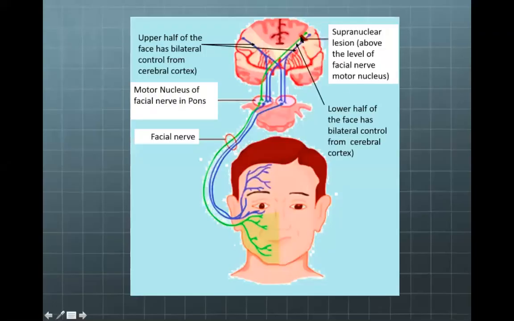So the upper part of the face is usually supplied by both sides, while the lower face is only supplied from one side. So an upper motor neuron lesion will spare the upper part, while a lower motor neuron lesion will cause paresis in both upper and lower muscles of the face.